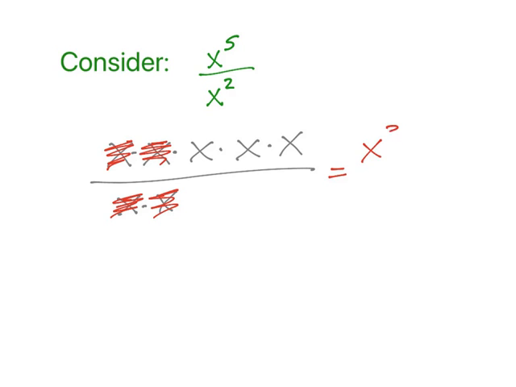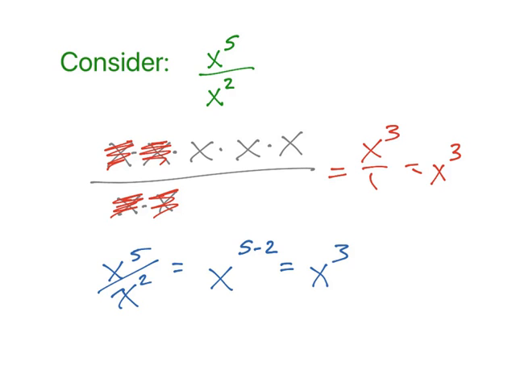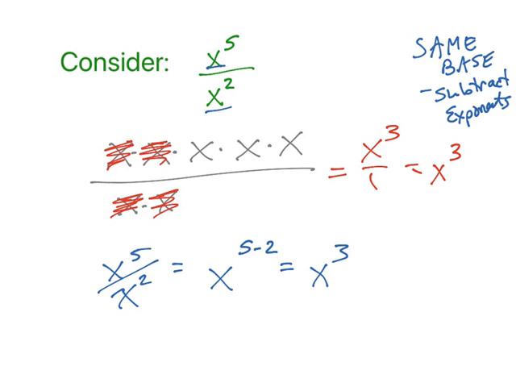I'm left with x to the third in the numerator and just 1 in the denominator, which is the same as x to the third. So we started with x to the fifth over x squared, which turns out, if we take 5 minus 2, we get x to the third. So when you are dividing with the same base, that's important. Notice that the numerator and the denominator both have a base of x. We can subtract the exponents. That is the key there.